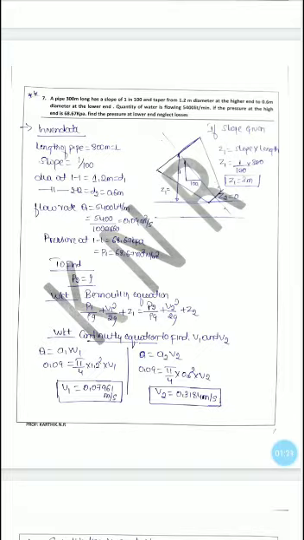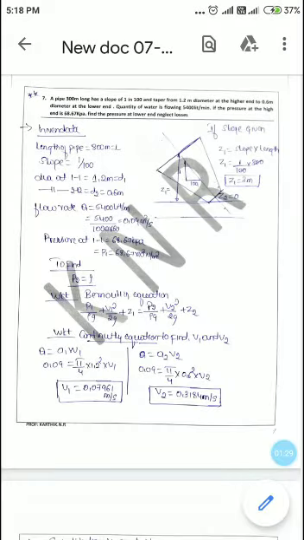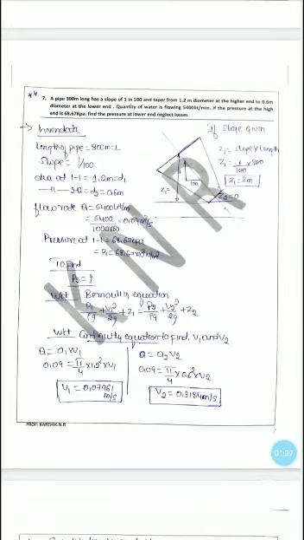Then the pressure at the higher end is 68.67 kilopascal. It is also given in kilopascal, so we need to convert that into Newton per meter square or Pascal. Therefore, you can observe the diagram. Here the slope is given, that is 1 by 100. So you can observe it from the diagram.